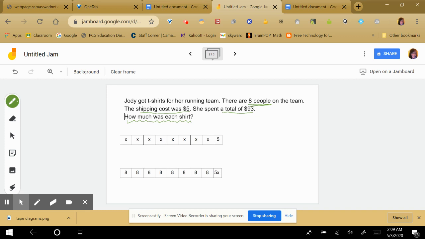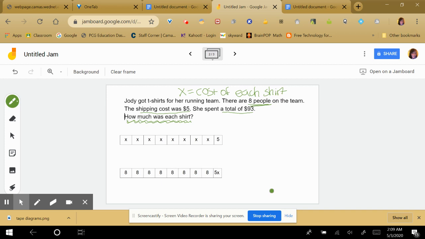Now, here's a trick for you. Whatever the question is asking, they're asking because it's an unknown, right? And variables equal unknowns. So always look back at the question so that you can know what your variable stands for. And in this case, how much was each shirt? That X is going to stand for the cost of each shirt. So I'm going to write that down. X equals cost of each shirt. Okay, that's what X equals.